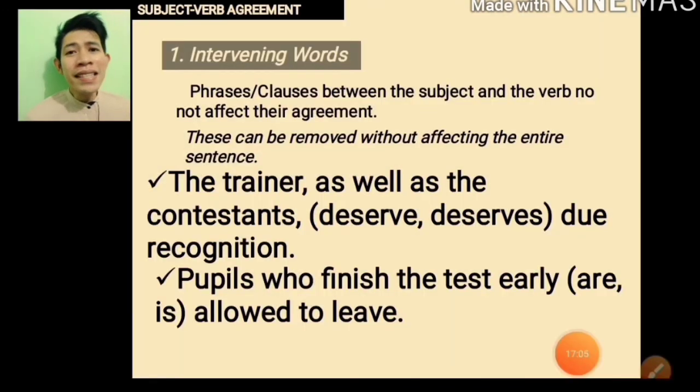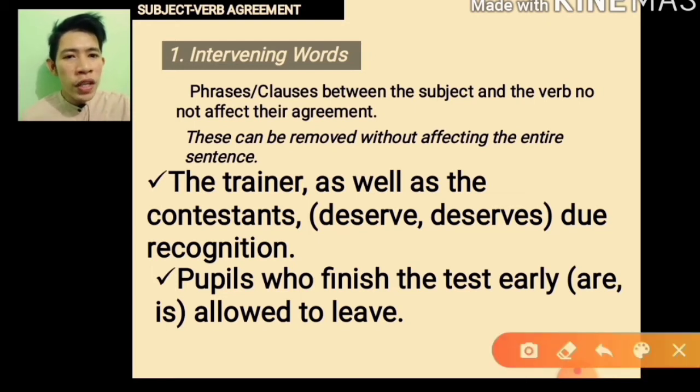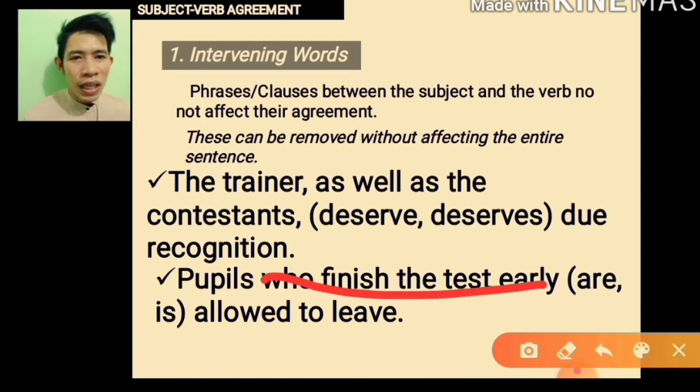So in this sentence, let's try to find the intervening words, or yung nanggugulo lang. That is, who finish the test early. Diba? Pwede na siyang wala. So in this case, who or where is our main subject? Saan dito ang pinag-uusapan? Sino ang pinag-uusapan sa sentence?